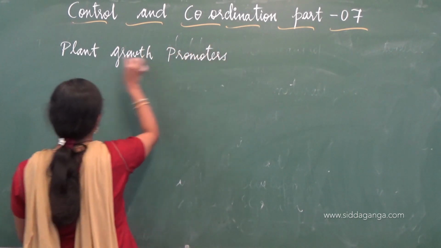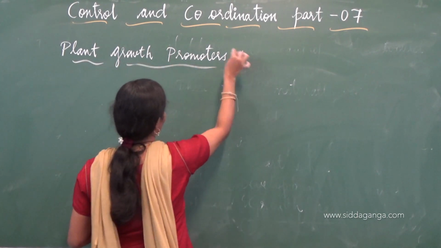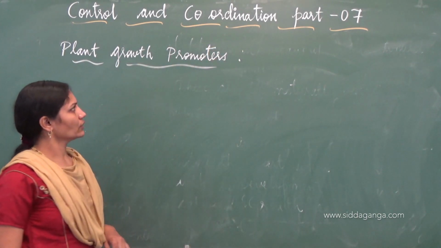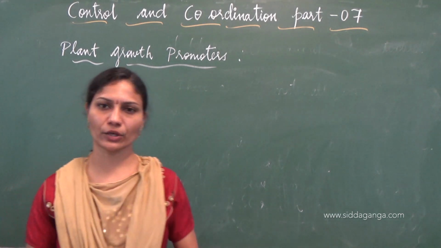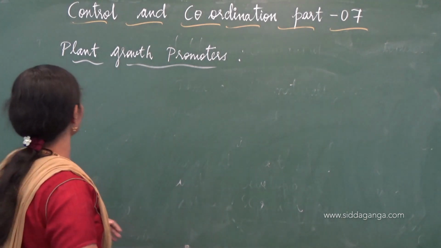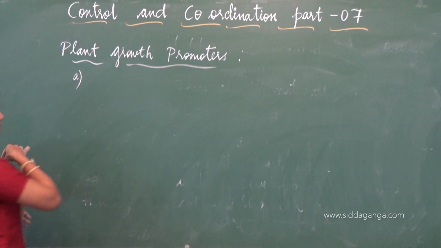I hope you can write the definition for this. Plant growth promoters are the hormones that enhance or help in the growth and development of plants. Three types of hormones are here.